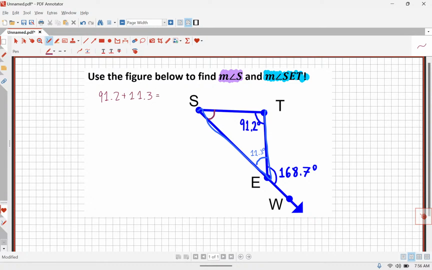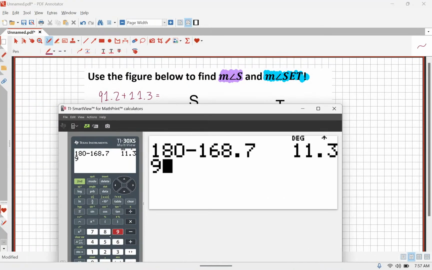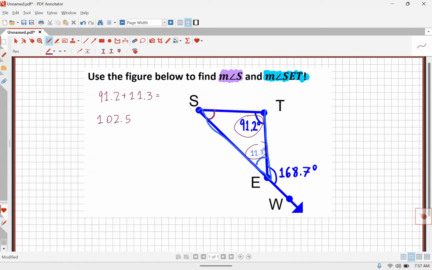Beautiful. You add 91.2 and 11.3 because those are these two angles. And then that would be 102.5, I think. Is that correct? I'll double check. We need to add those together. 91.2 plus 11.3 is 102.5. Nailed it. And then we can take 180 minus 102.5.